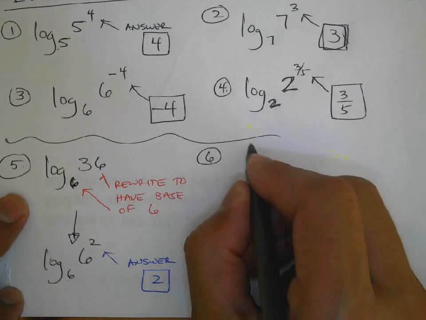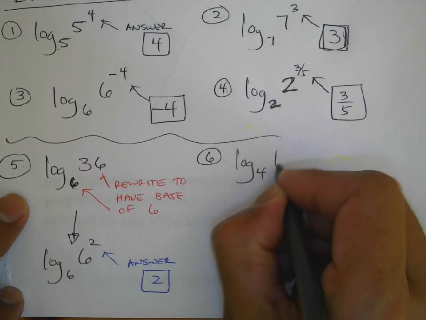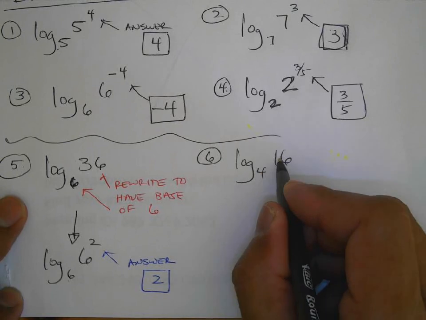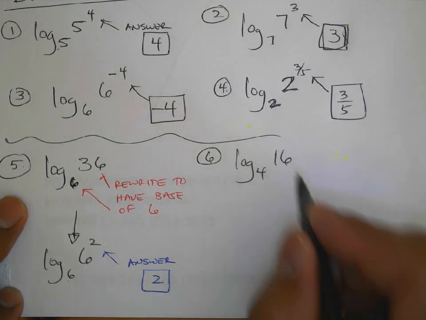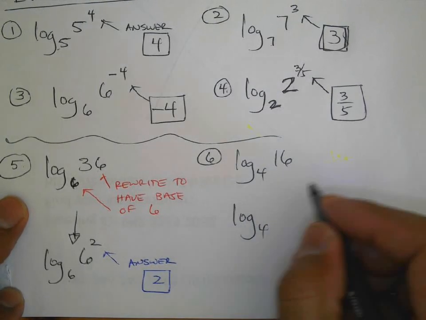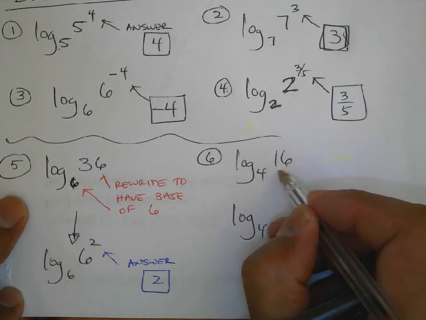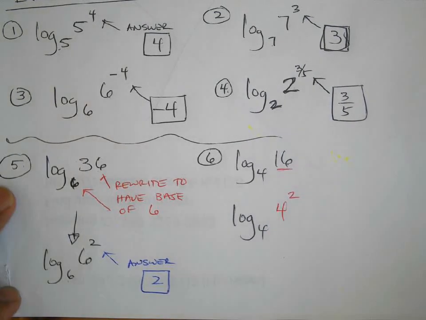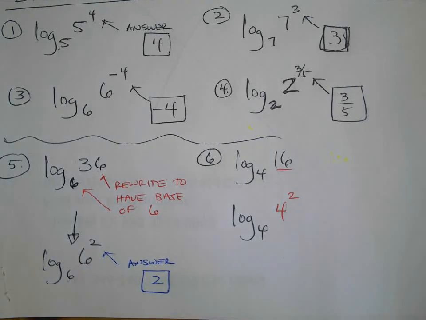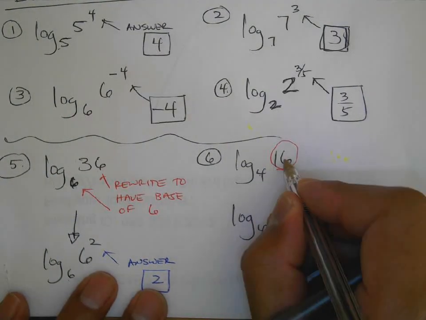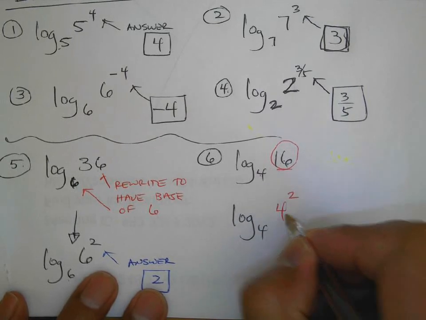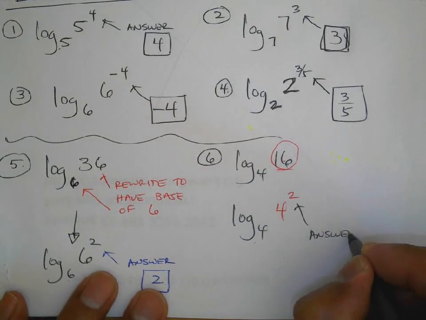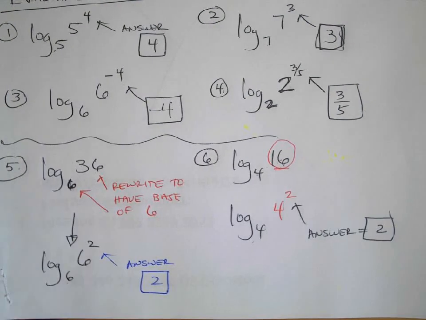Number 6. Log base 4 of 16. Can I write 16 with a base of 4, since I want these to match? Yeah, of course. And I know 16 can be written with a base of 4 as 4 squared. I wanted something with a base of 4. 4 to the power of 2 is 16. Once I have these to match, your answer is what? The answer is 2.